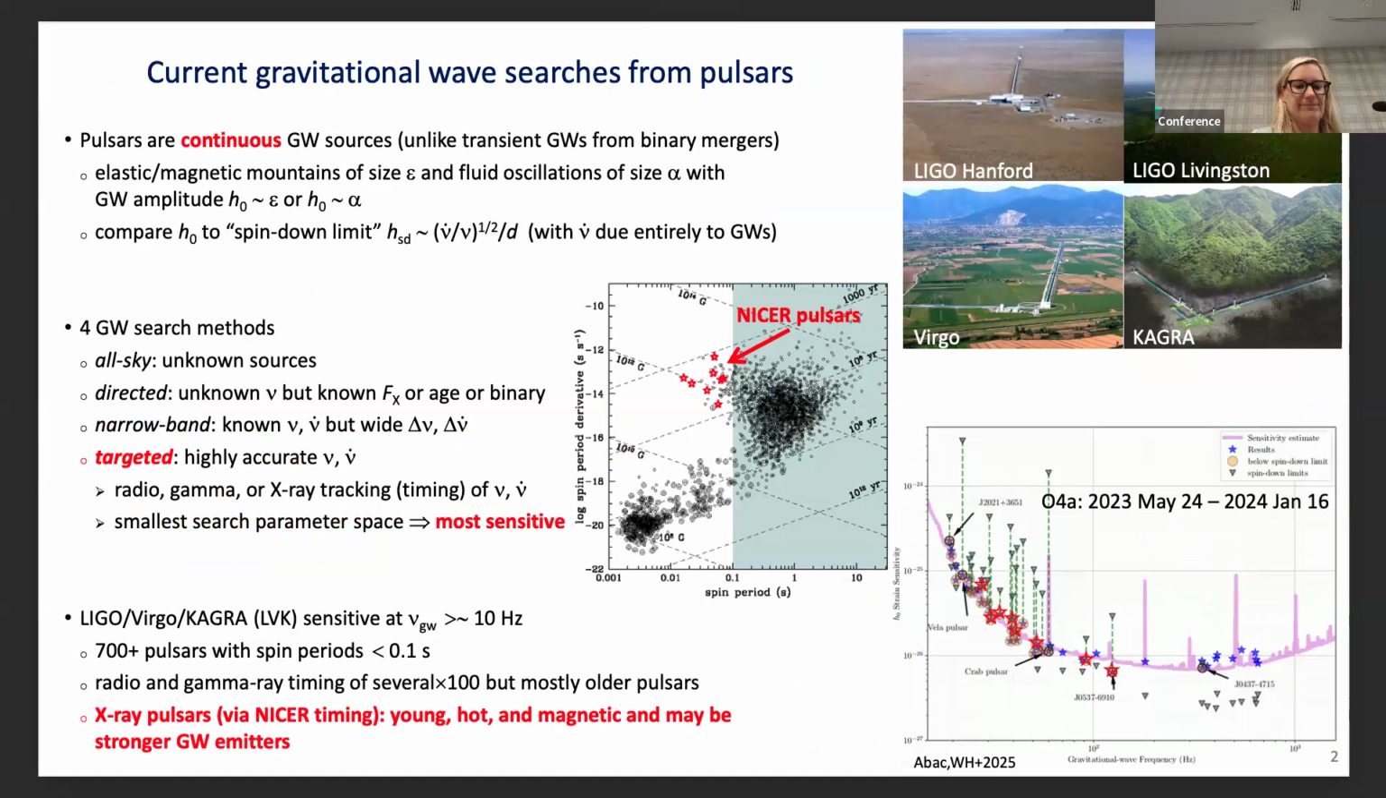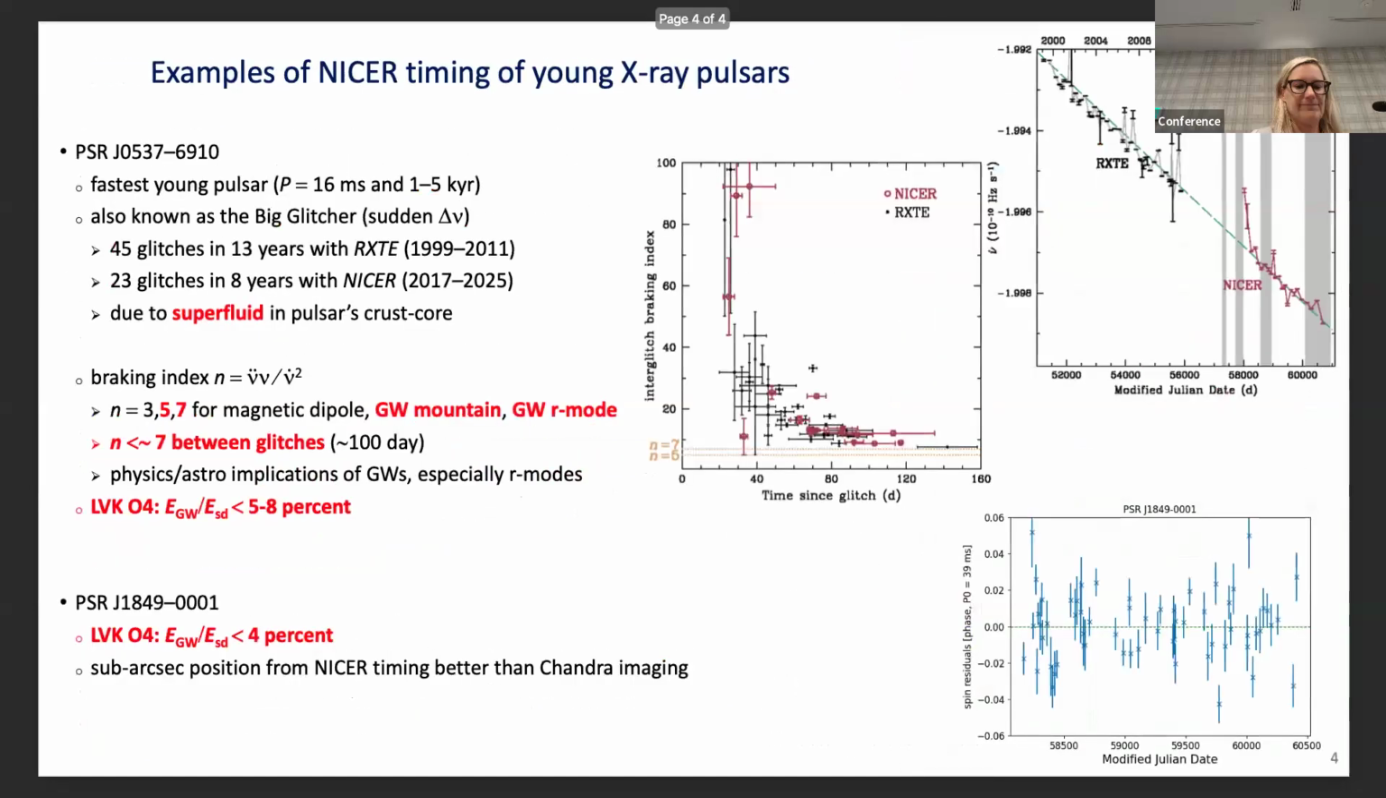Okay, so the point is that you want that average sensitivity to be above those limits. Sorry, below those limits. Yeah, I see. And so you can see, and I've highlighted the nicer ones, so we're already below the spin-down limit for many of them.